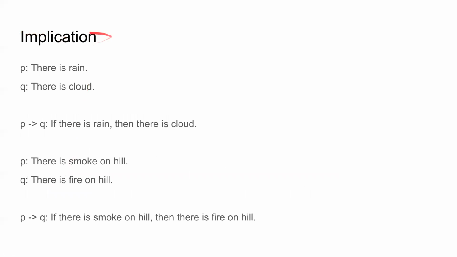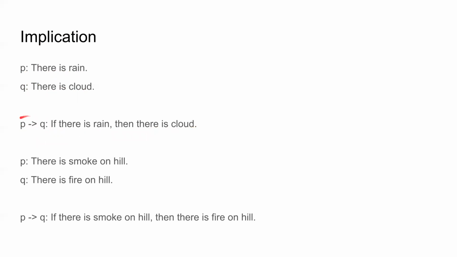Then we have implication. Implication is the thing we can call vyapti. It's the relation like if P, then Q. Let's say P is the statement there is rain. Q is the statement there is cloud. Then P implies Q. This arrow means implies. P implies Q means if there is rain, then there is cloud.